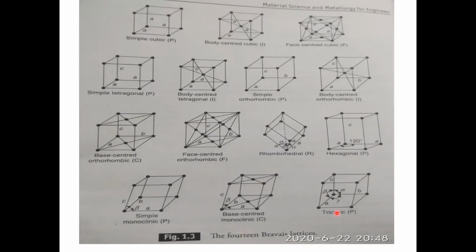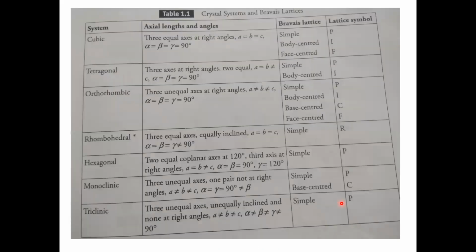Here A is not equal to B, not equal to C. Alpha, beta, gamma are all different. Alpha is 80, beta is 82, gamma is 88 degrees, like that. So each angle is different, but not equal to 90 degrees. It is called a triclinic crystal system.